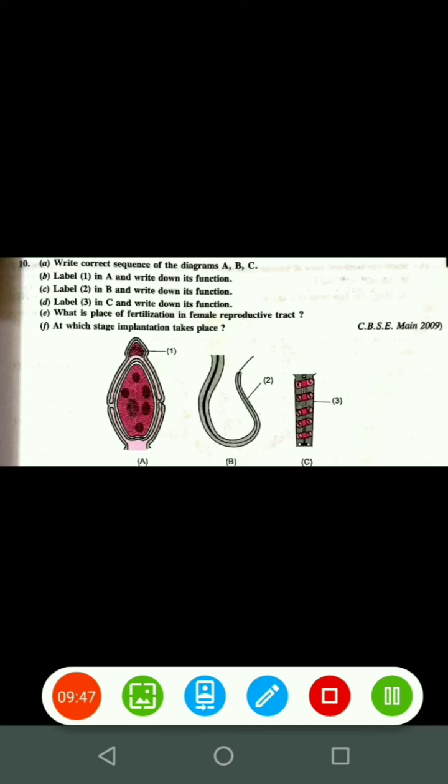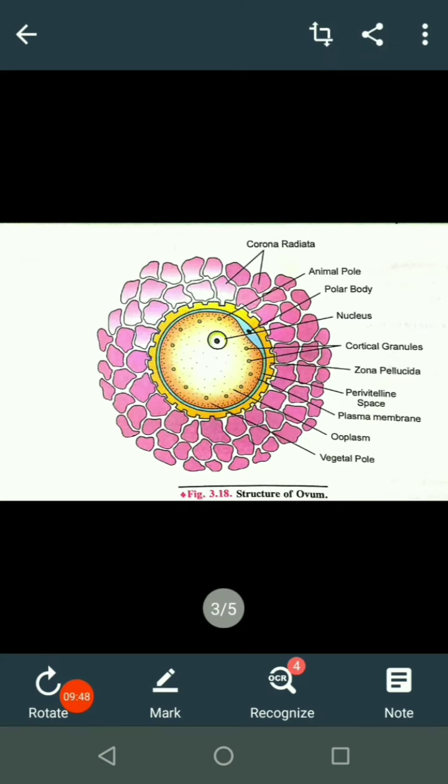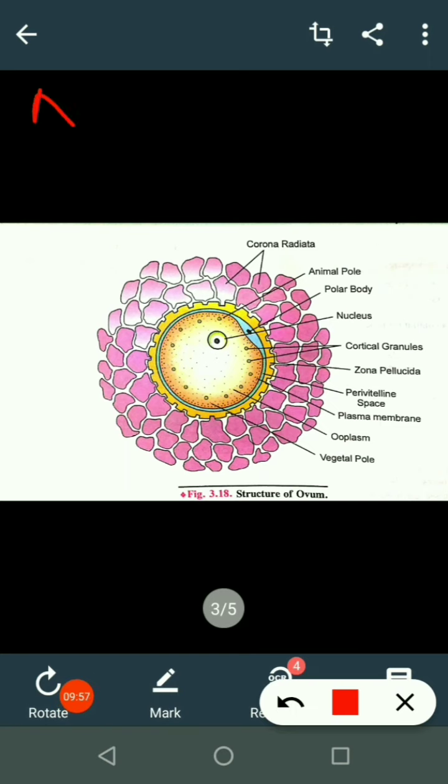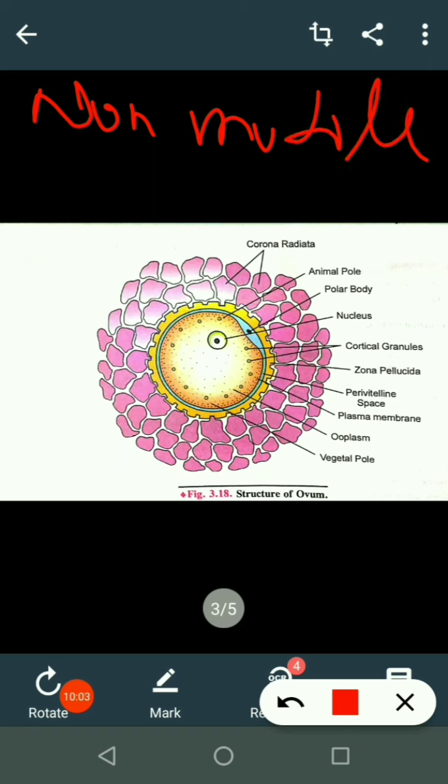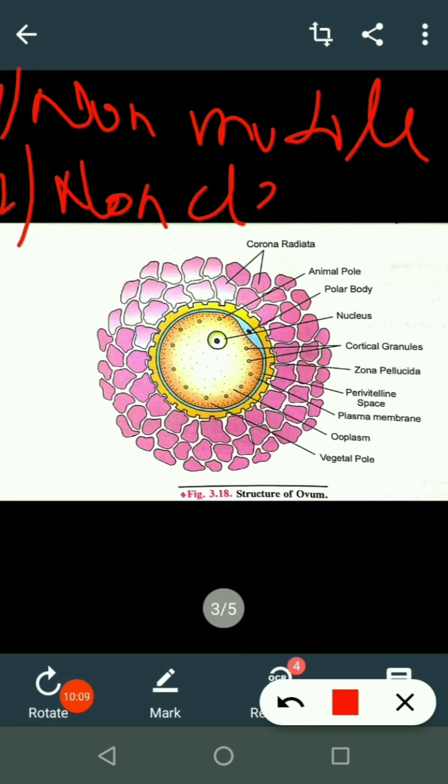The structure of ovum. Okay, so let's start the next structure, that is ovum. So here, first of all, the ovum is non-motile, and the sperm is motile. Okay, fine. The second thing is it is non-cleidoic. I'm talking about the human ovum. So it is non-cleidoic.